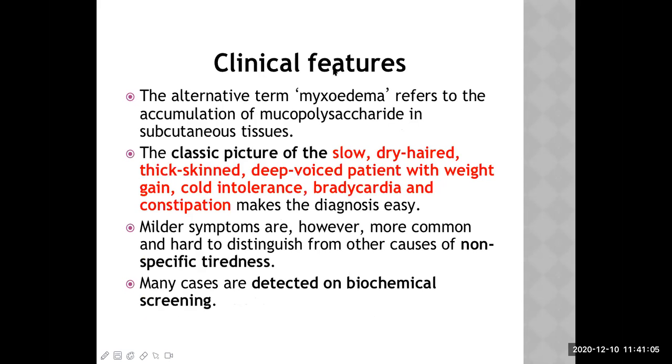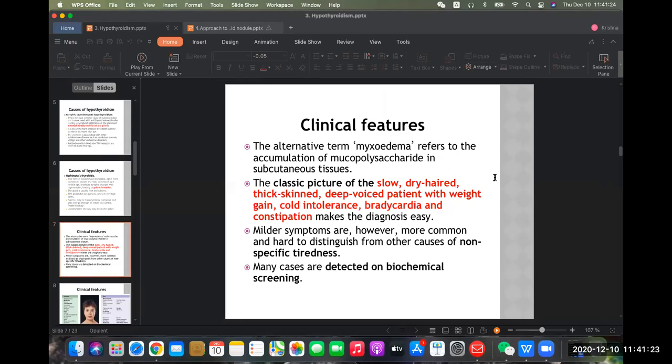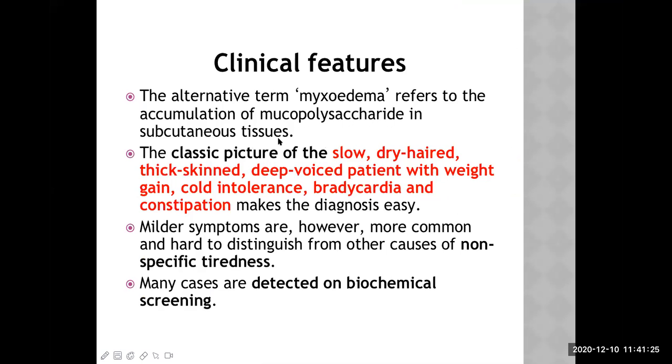What are the clinical features of hypothyroidism? Please focus. This is an important part of today's lecture. The alternative term myxedema is very commonly used for hypothyroidism, because of the deposition of mucopolysaccharide or connective tissue substances in the subcutaneous tissue. Myxedema is known as hypothyroidism in adults.